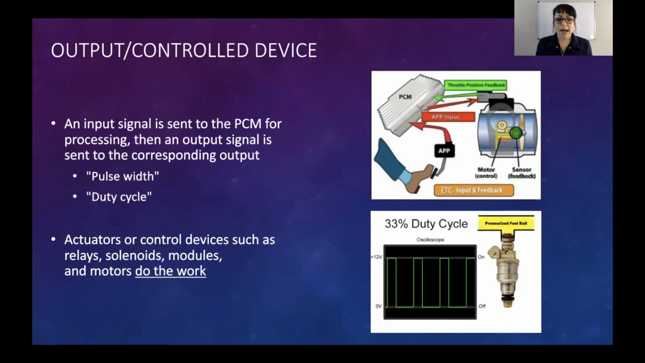And as I mentioned before, actuators or control devices do the work. So we're talking relays, which sort of fall into a couple different categories, but we'll say the coil side of the relay is an output. We'll just say that. The switch side is a little bit different. Solenoids like fuel injectors, and sometimes some modules that need to be commanded. Let's say it's some sort of secondary module that our PCM will then command. And then also obviously electric motors. Our fuel pump does work. These are controlled devices. These are outputs.